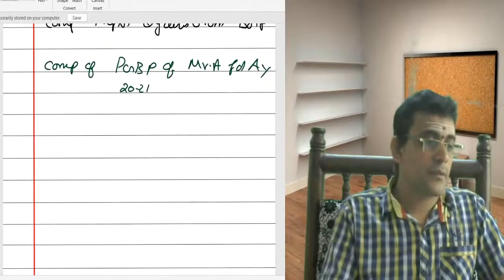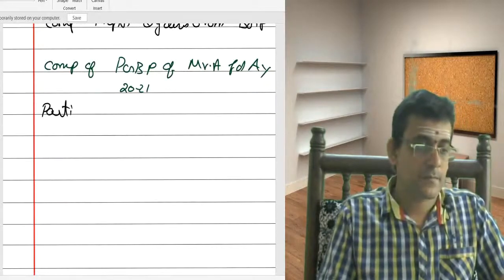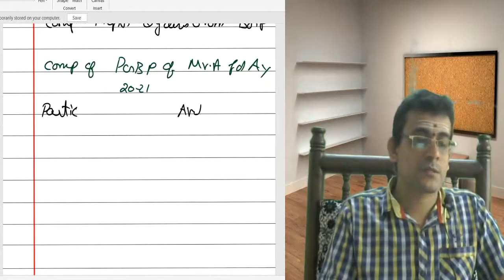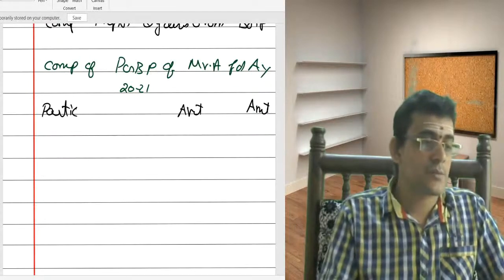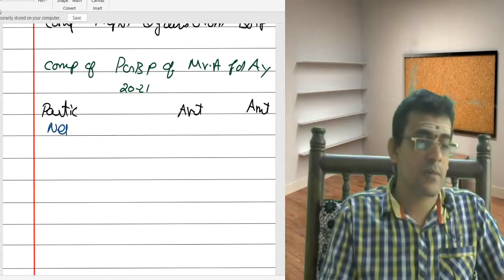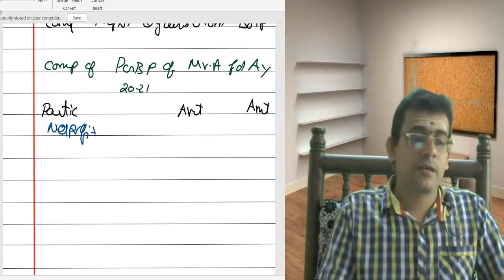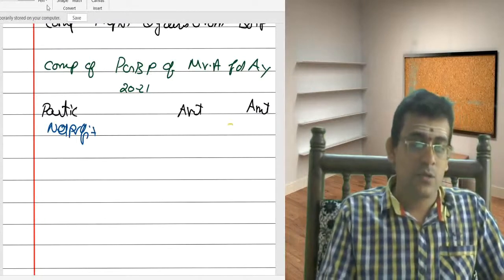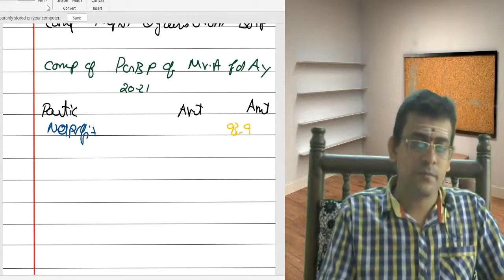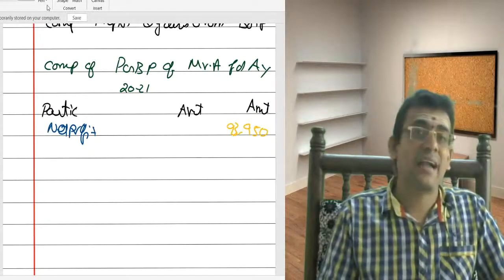Now, let me put one more thing here. Particulars, amount in rupees. So these are the columns which I should have. Section 29, what does section 29 say? As per section 29, first I need to consider my net profit. What is the net profit given in the problem? The net profit given in the problem is 93,950.